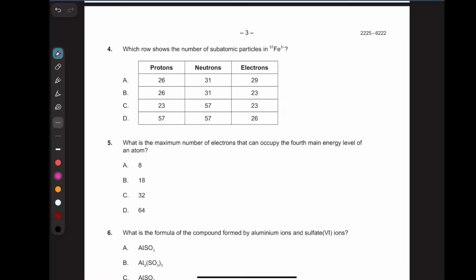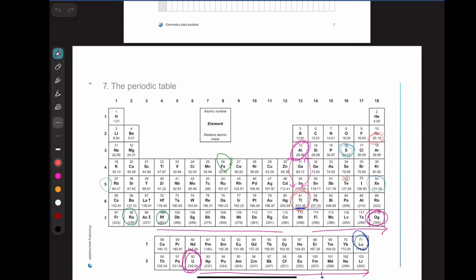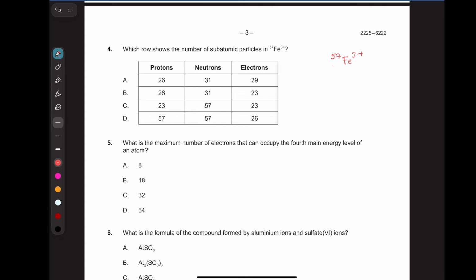Next, which row shows the number of subatomic particles in 57 iron Fe? I mean, 57 iron 3 plus. Yeah, the 57 Fe3 plus. The first step is we'll find the atomic number of iron, which is 26. So this is the entire symbol. So number of protons will be 26.